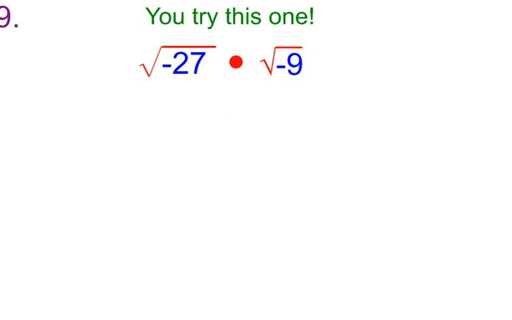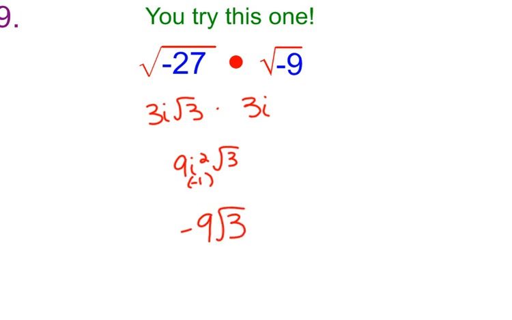Last one. -root 27 times -root 9. Go ahead and pause the video and try this one. Hopefully for this one you got 3i root 3 times 3i, because 9 is a perfect square. When I multiply those, I get 9i squared root 3. i squared is -1, so I have -9 root 3.